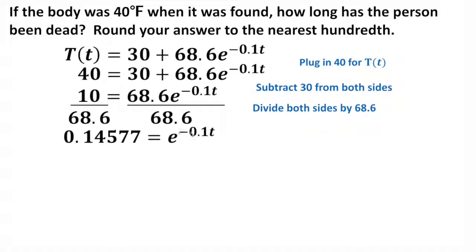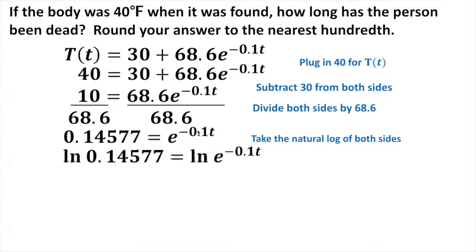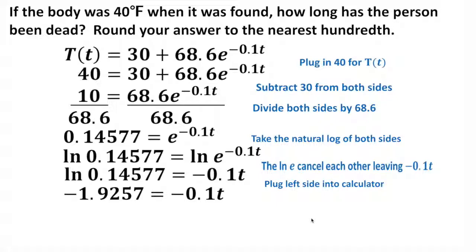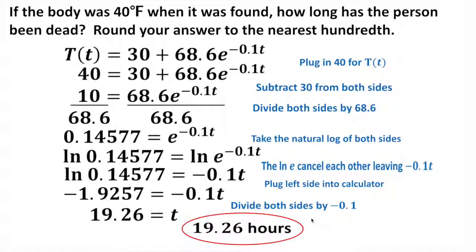Now that we've done that, I need to isolate this. I need to get this out from the exponent. The way I do that is take the natural log of both sides. And when I take the natural log of both sides, this ln and e will cancel each other, leaving me with just this exponent. All right. Now I plug the left-hand side into my calculator. That reduces it down just a little bit further, and I can divide by 0.1. This will give me the t. 19.26 hours is how long that person has been dead.